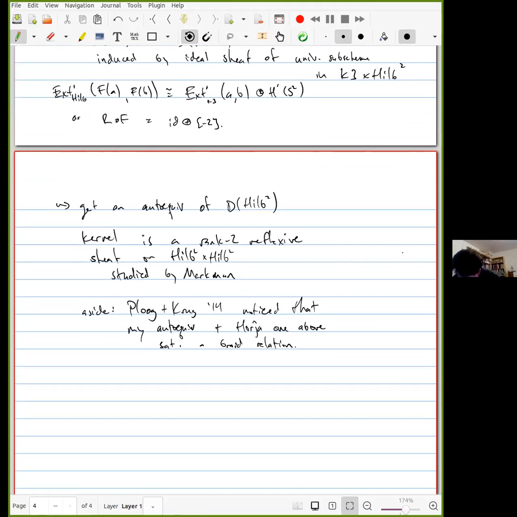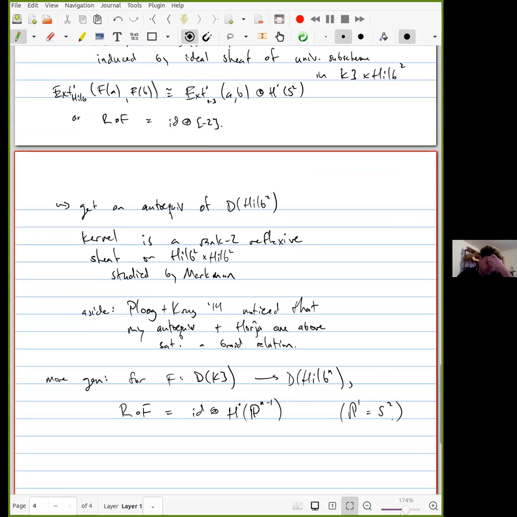More generally, for the same functor from the derived category of the K3 surface to the derived category of its Hilbert scheme of n points, R composed with F is not the identity tensor cohomology of S2, but tensor the cohomology of P^(n-1). And of course, you notice that P1 is S2. Or if you prefer, Ext between F of A and F of B will be Ext of A, B tensor the cohomology of P^(n-1).